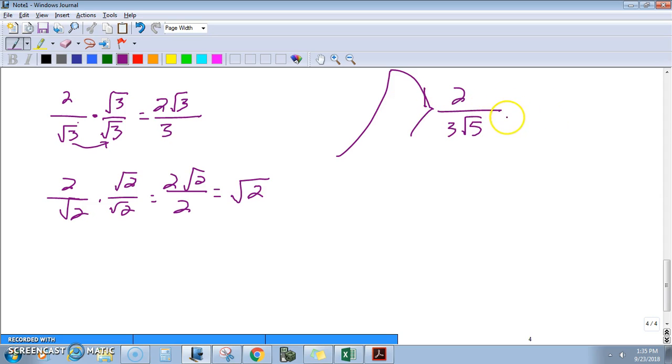And here, for this last one over here, we don't need to multiply it by 3√5. We can just multiply it by √5 over √5, which is then equal to 2√5 over 15, because the √5 times √5 turns into 5, but remember I'm still multiplying it by this 3, so 2√5 over 15.